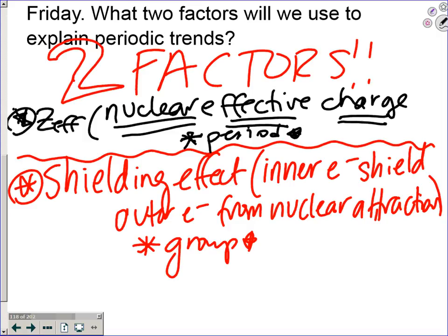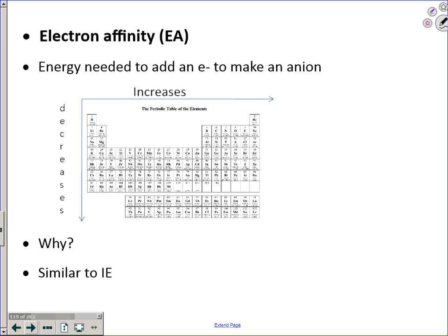So what two trends did we talk about on Friday? Atomic radius and ionization energy. What are the last two? And electron affinity. Okay, I'm starting with electron affinity. So the details to this, they all fall back to the two factors I just wrote on the board. Every single one of them is just explaining what they are and then giving a tad bit more detail.